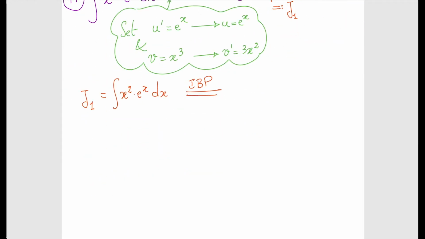Is going to tell us to obtain the following. Well, let's first understand who u prime and who v are. I'm still going to have the same choice to decrease this power by 1. So I'm going to have u prime remain e^x and v to be x squared.